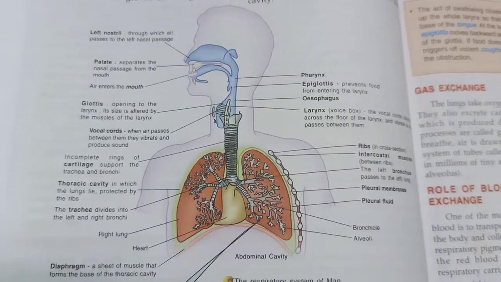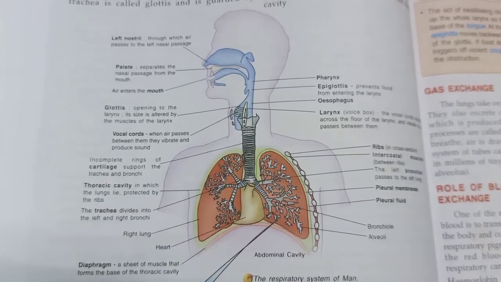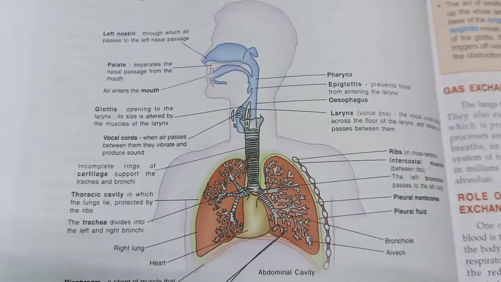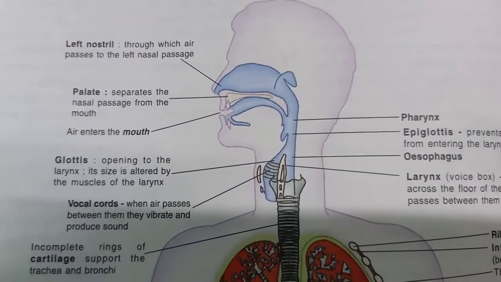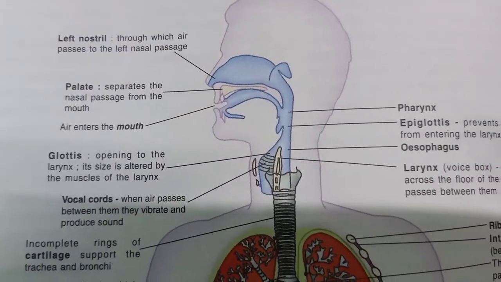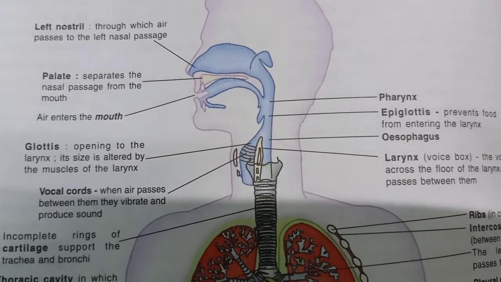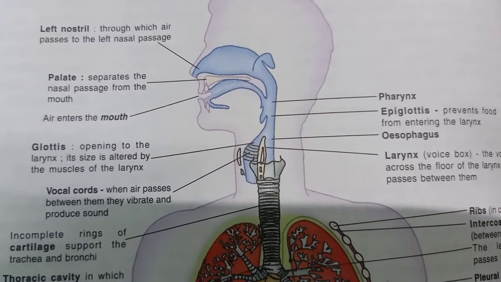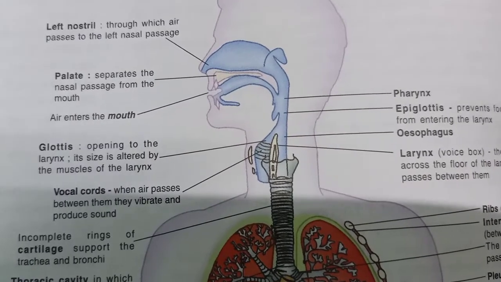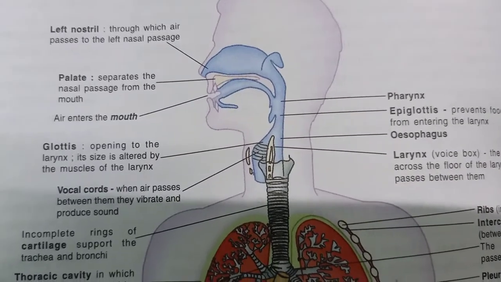So this is the diagram of the human respiratory system. In this you can easily see that this is the left nostril through which the air passes to the left nasal passage. So in this way we have a left as well as the right nostril, through which the air passes to our nasal passage.